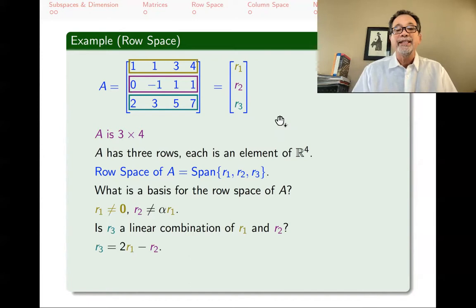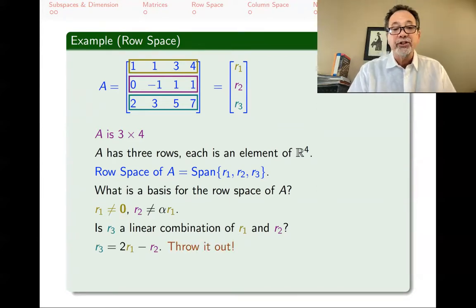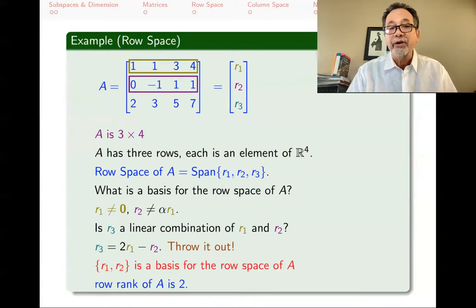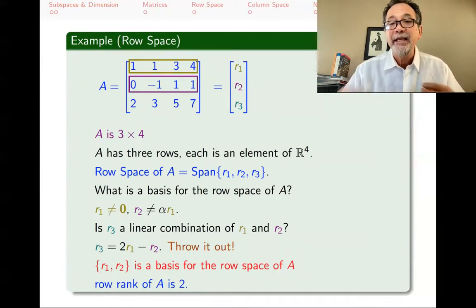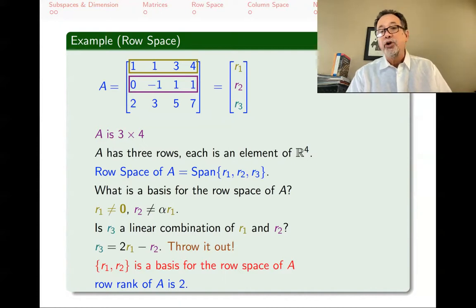So R3 is a linear combination of the ones before. That means that it's not needed as a part of the span. And so we throw it out. And now, because we got to the end, our contraction theorem tells us that R1, R2 is a basis for the row space of A, and therefore the row rank of A is 2. R1 and R2, those 2 vectors, span and are linearly independent. So the row space is this 2-dimensional subspace. It's a plane in R4.